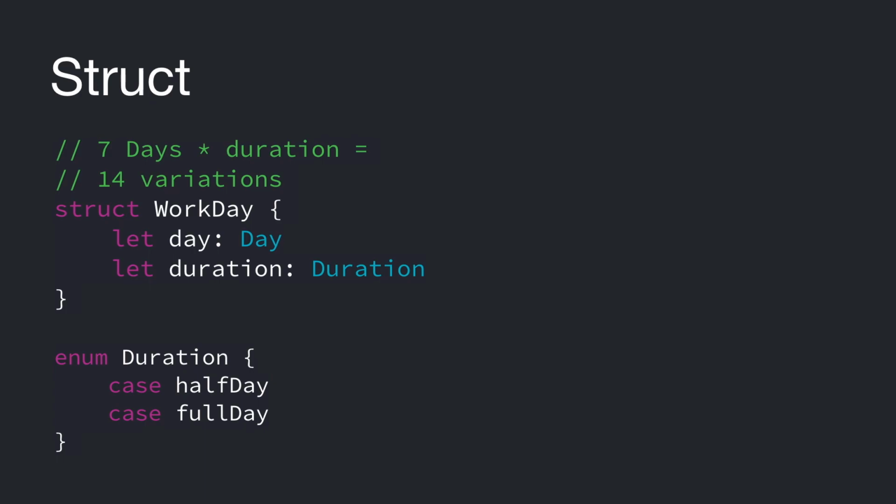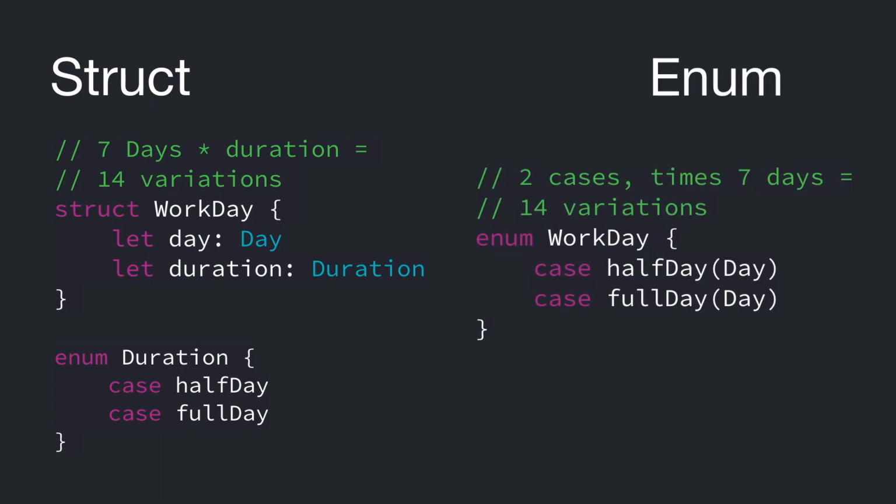But knowing about these kinds of setups, we can also do it differently. We can actually create an enum instead. So now WorkDay is an enum, and the cases are half day and full day. Inside is an associated value, where we add days. And again, it's still 14 variations, but now instead of having a struct with an enum inside, we have an enum with an enum inside the cases. So that means that when you're looking at your structs, you can maybe see if you can turn them into an enum, or the other way around.